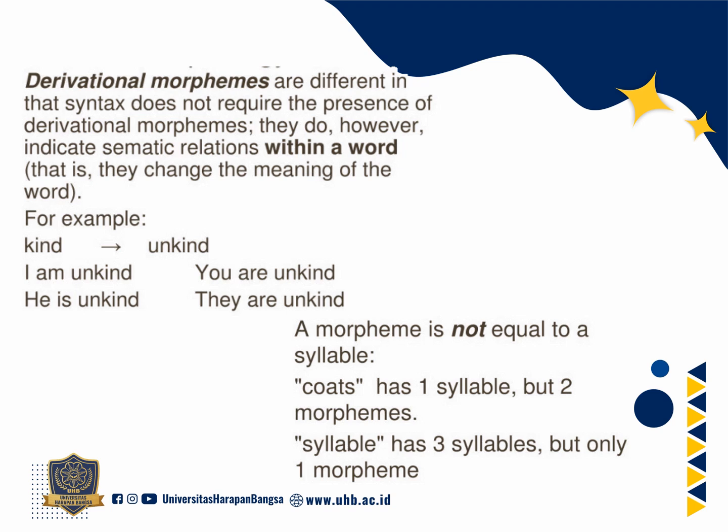A morpheme is not equal to a syllable. Codes has one syllable but two morphemes. Syllable has three syllables but only one morpheme.